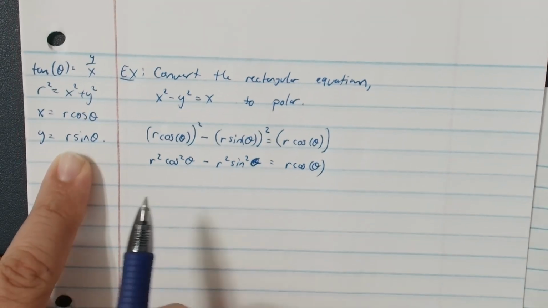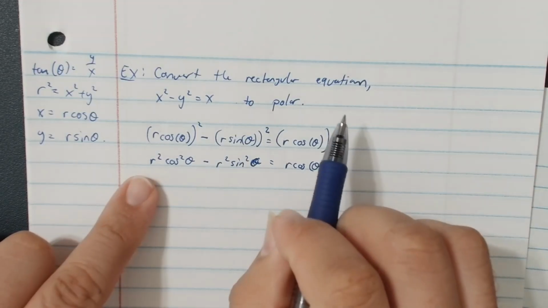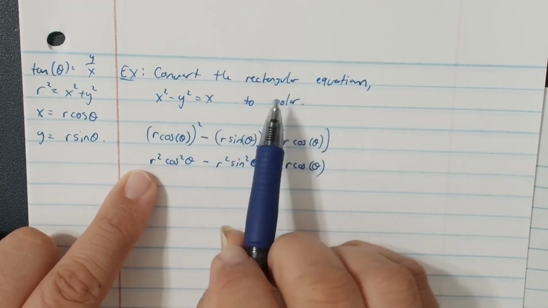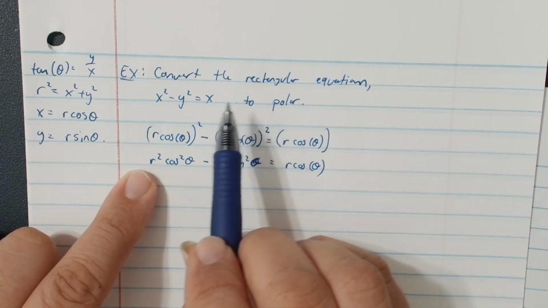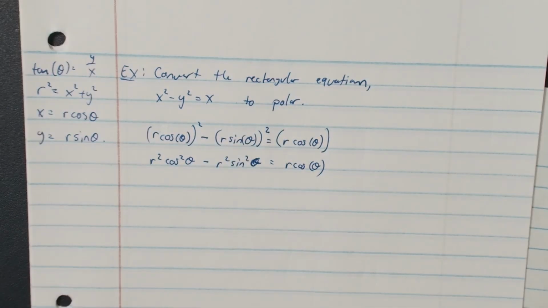Now, one thing I noticed right here is that r squared is a common factor. Right here we have finished, technically. The question was to convert from rectangular into polar. We've done that. We have finished by writing it in terms of r's and thetas.